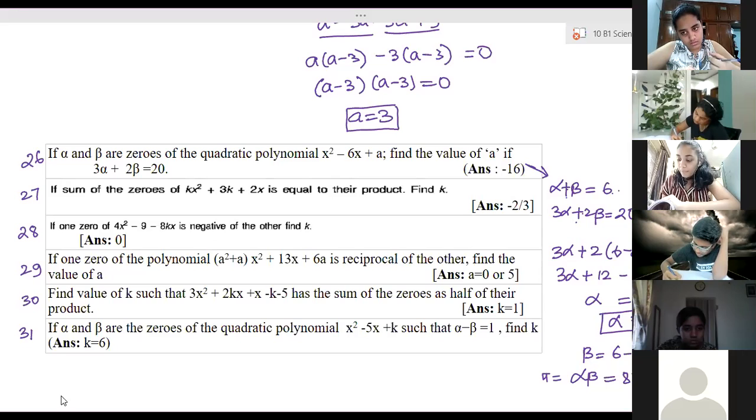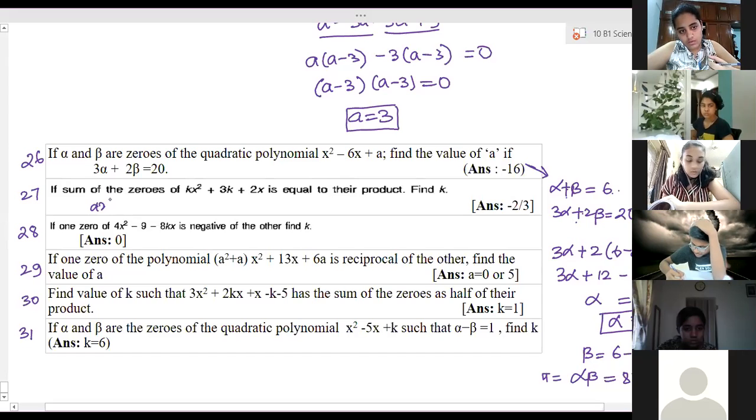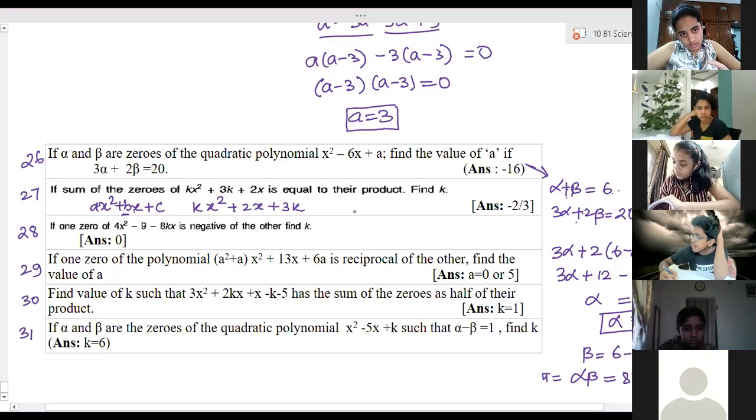Ma'am, in the 27th question, C is 2. No, see, that's what I told you. In the 27th question, which variable is it? First it is in the form ax square plus bx plus c. B is the coefficient of x. So which one is the coefficient of x? 2. So it is in the proper order. Ma'am, so C is 3k? Yes, only 3k. Oh, okay.